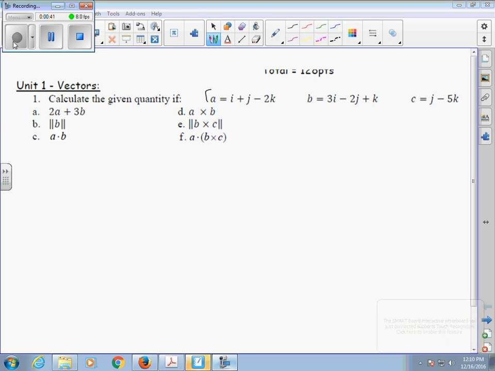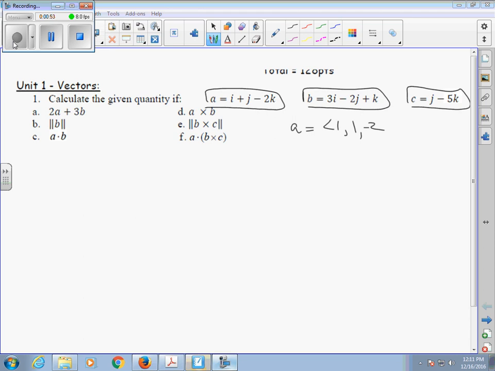Okay, so you have linear combination form for these three right here. You also should be able to go back between component and linear combination form. So component form of A would be 1, 1, -2, as you have coefficients of I, J, and K. And then also you should be able to write it in column vector form, 1, 1, -2. Same with B and C.